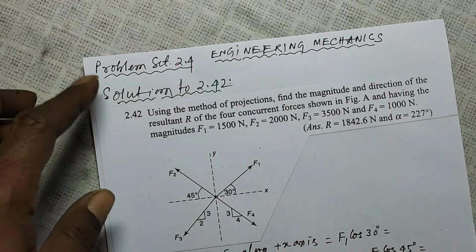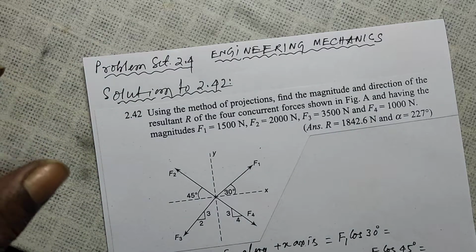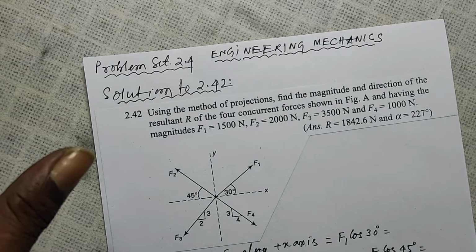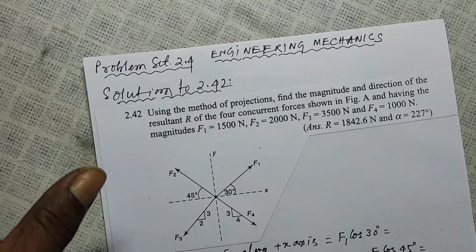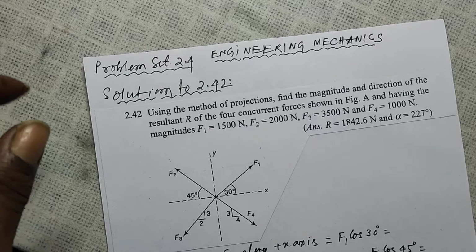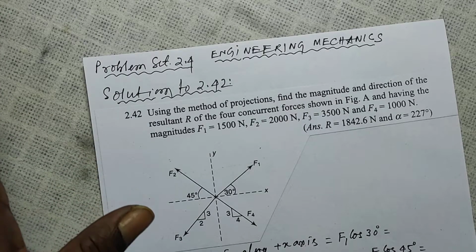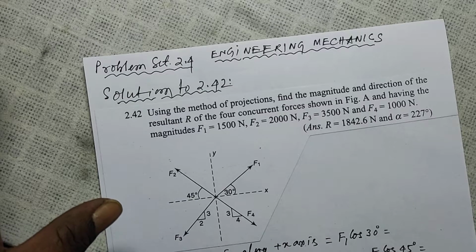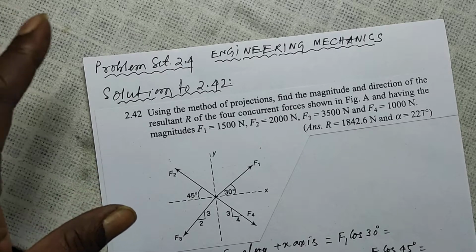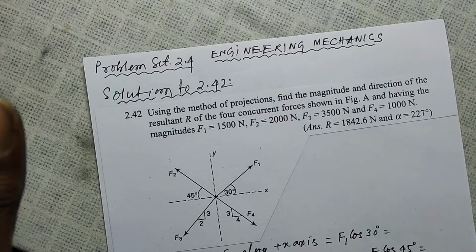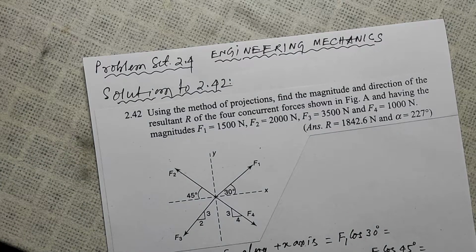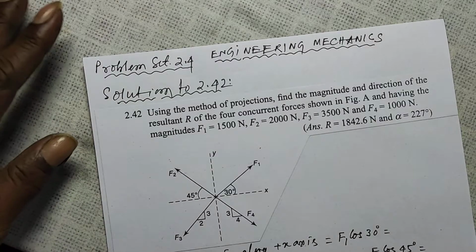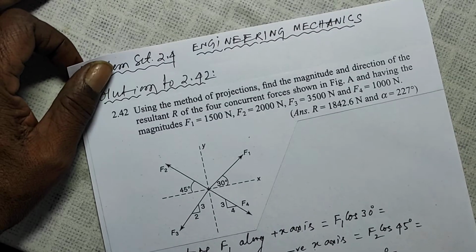Now, in Problem Set 2.4, the procedure that we will be adopting is different. It is called the projection method. Means we will split a given vector quantity into rectangular components, one along the x-axis and the other along the y-axis, and we'll try to solve it. So, the statement goes like this.